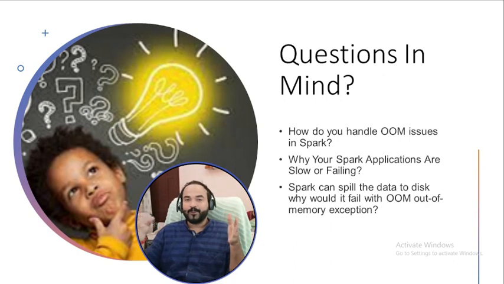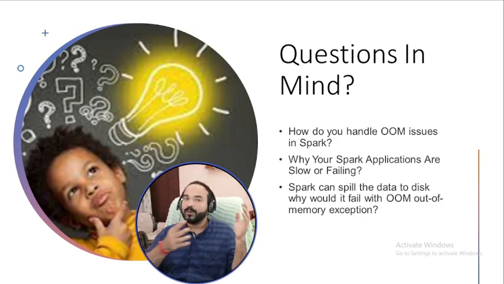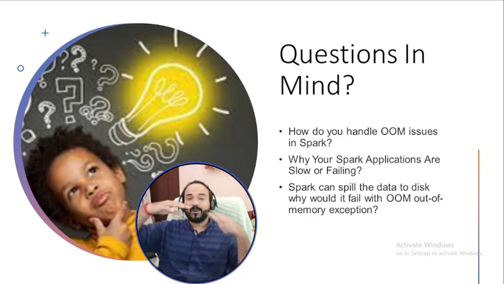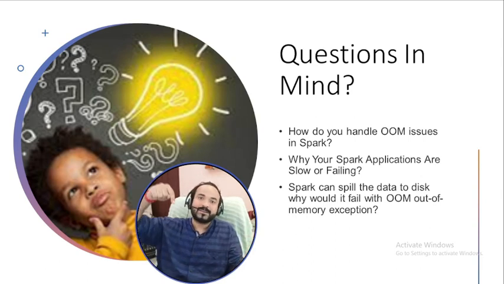Before starting this session, these questions are always running in your mind whenever you process your Spark application on a huge amount of data. Like, how do you handle OOM issues in Spark? OOM stands for out of memory issue, and there are generally two types of out of memory issues we get: from the driver side and the executor side. If you want to understand what is the driver, what is the executor, and what is the architecture of Spark, in the description section I'll paste all the links about the Spark series.